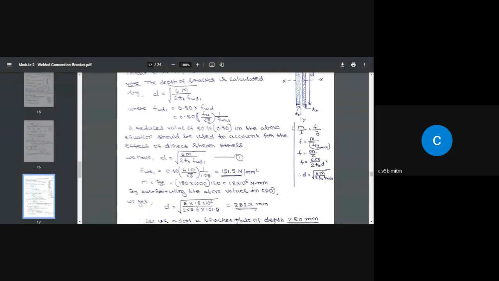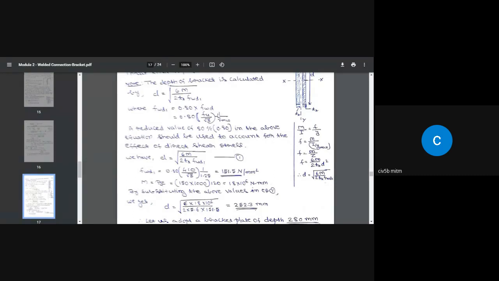If you look at this formula, again the bending formula, we got this value. So what is D? D is equal to square root of 6M divided by 2t F. So in this case, we are going to substitute not F, but FW1. So what is FW1? We are going to take FW1 equal to 0.80 times FWD.